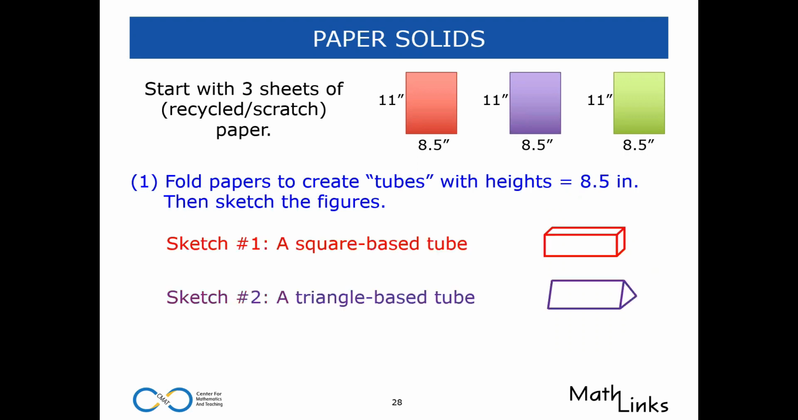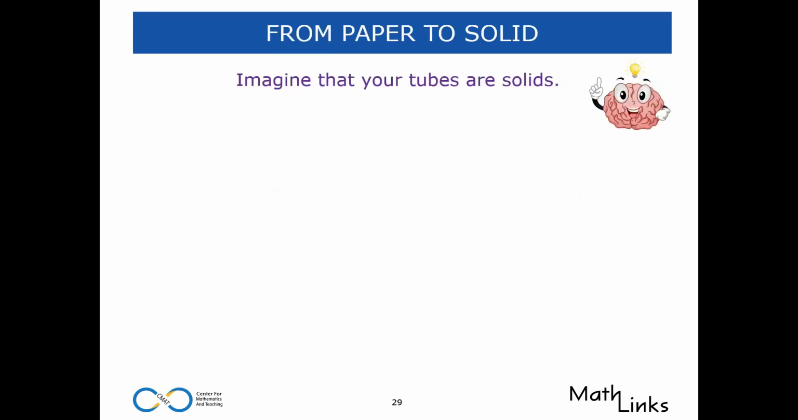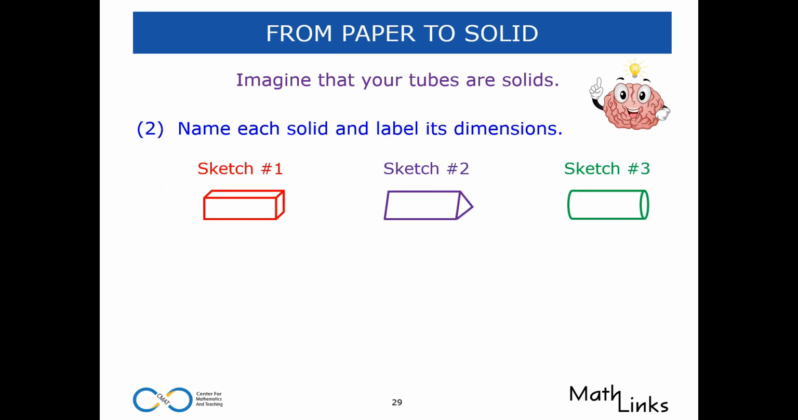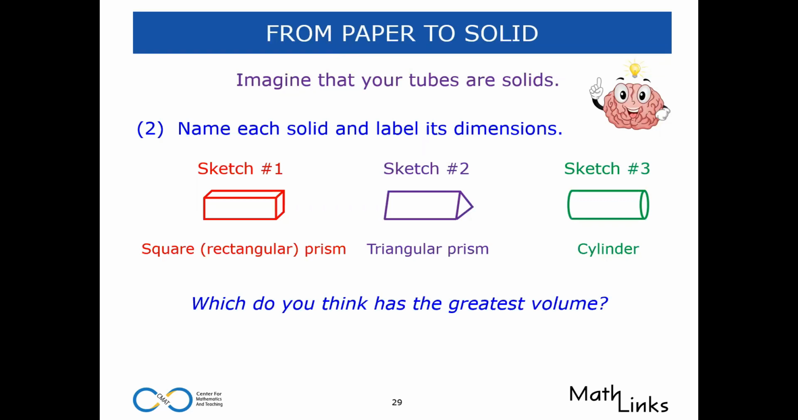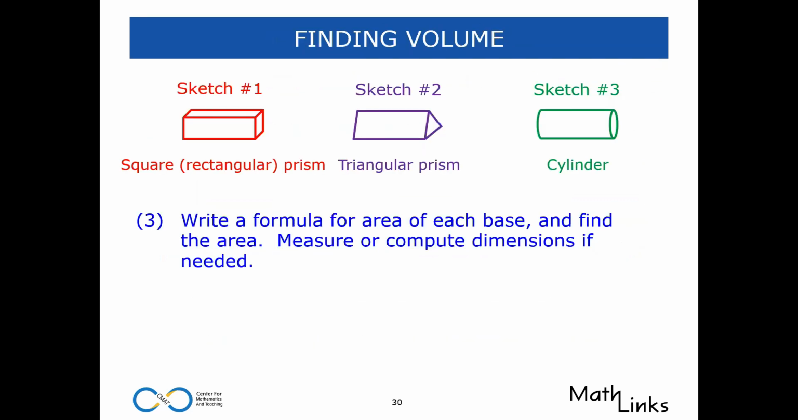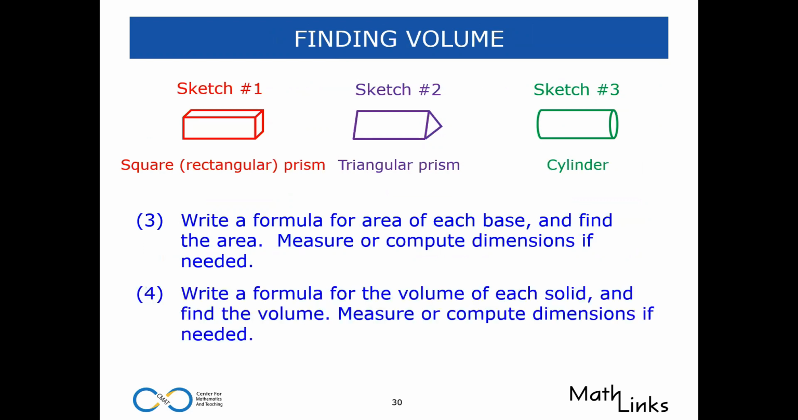Here are the 3 tubes that we make. Notice that they all have the 8.5-inch edge of the paper as their height. We make sure that students understand that these aren't really solids, but resemble them. Sketches are drawn. And then we start to make some predictions or conjectures. Now it's time to write and use formulas. Rectangular and triangular prisms came up in previous grades, so this is a good formative assessment to check retention. Some reteaching may be necessary.